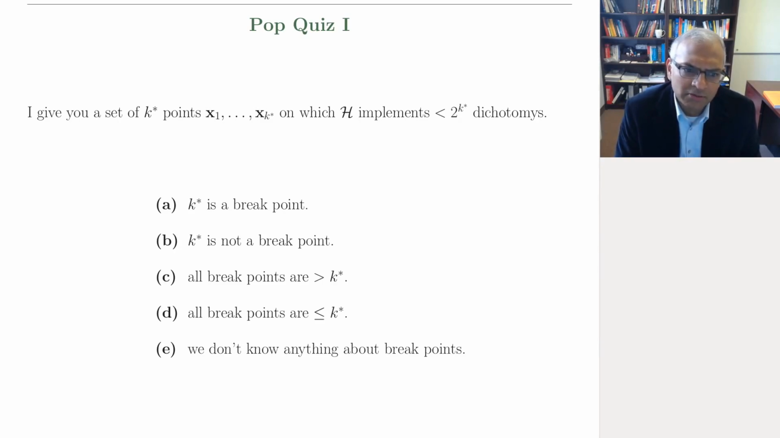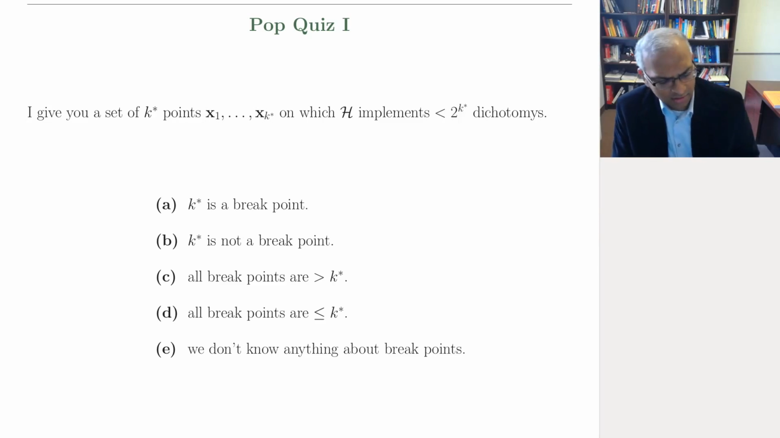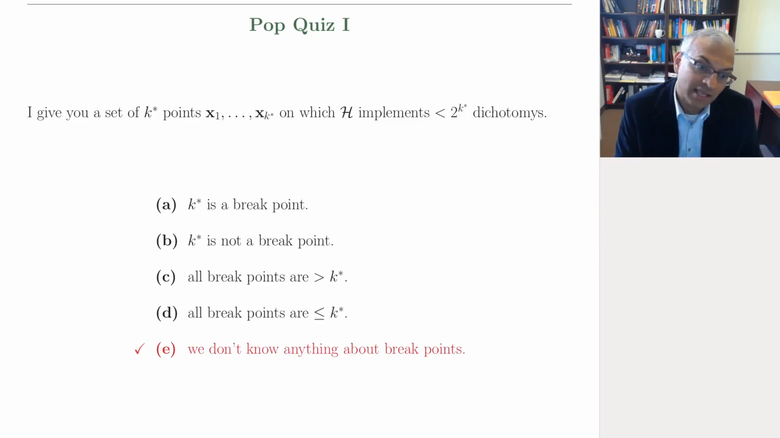If you paused the video and are back, or you just continued and are here for the ride, and you said E, we don't know anything about breakpoints, then you have a good understanding of what it is to be a breakpoint. To be a breakpoint, you must show that your hypothesis set cannot shatter any data set of size k-star. One data set of size k-star is not sufficient. You have to demonstrate that your hypothesis set is deficient no matter what the set of points. That's just the definition of a breakpoint, and the definition of the growth function.